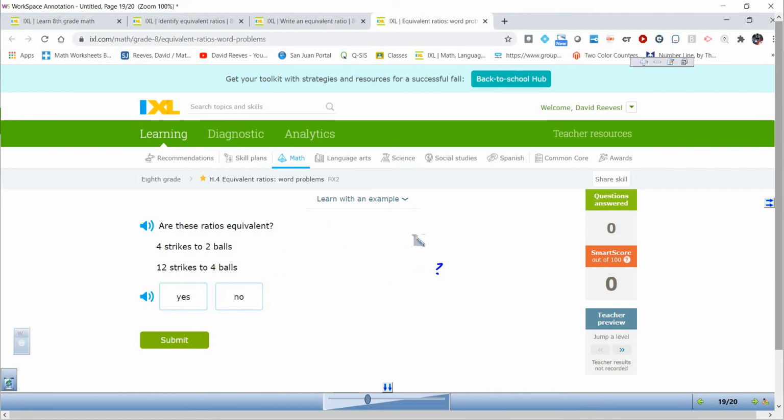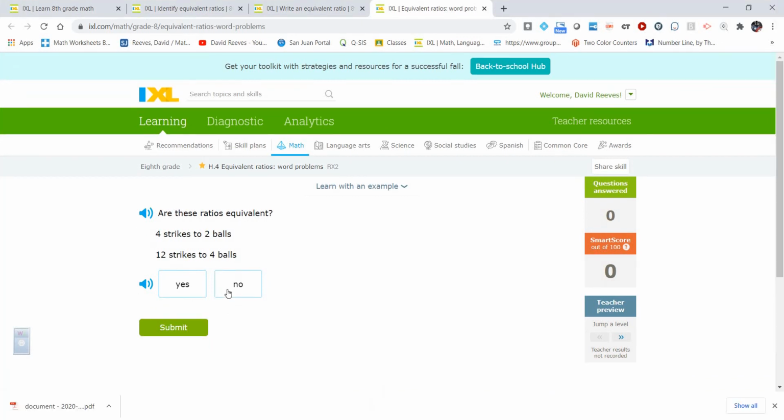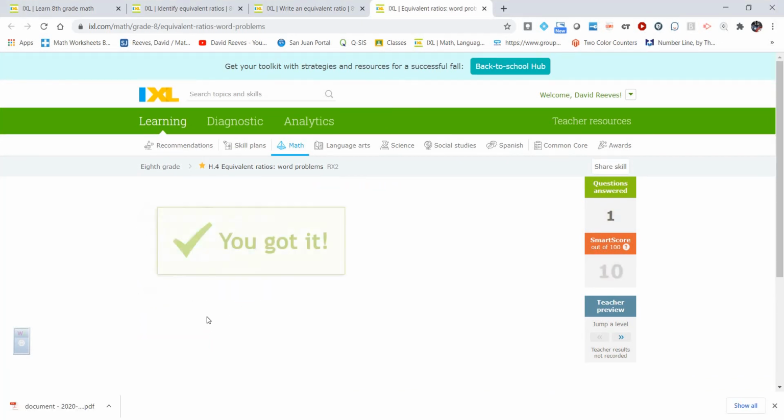But I also want you to know, instead of comparing strikes to balls, you could compare strikes to strikes and balls to balls. 4 times 3 is 12, 2 times 3 is not 4. That shows us that that should be 6. So that's a great thing about ratios and proportions. You can compare across, you can compare up and down, all right? And then we did see also that we can do the cross product as well. So the answer to this one was no.